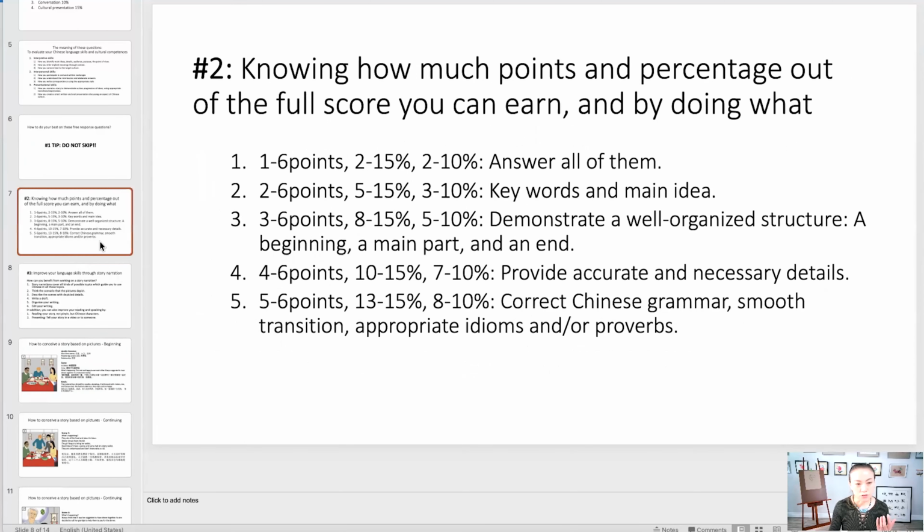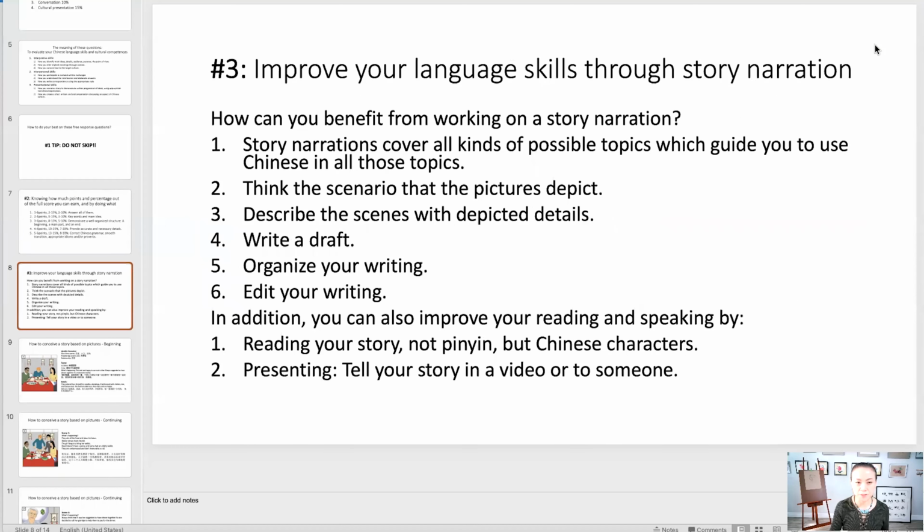We're going to go into details about those, how you can earn how many points, and by doing what. Start by doing the story narration. First I wanted to talk about how you can benefit from working on a story narration. First, story narrations cover all kinds of possible topics and scenarios, which guide you to use Chinese in all those topics.